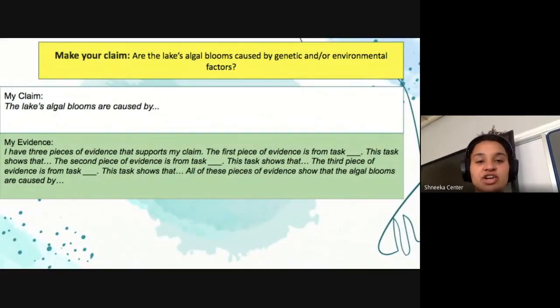Now that we are finished collecting all of our evidence, it's time to make your claim. Are the lake's algae blooms caused by genetic and/or environmental factors? So what you're going to do is pick genetic or environmental factors, or both. You can use this sentence starter to help you create your claim. Then, using this paragraph frame in the evidence box, you're going to create your response. Make sure you use at least 3 pieces of evidence from 3 of the 4 tasks. You can pick any of the tasks that you would like.